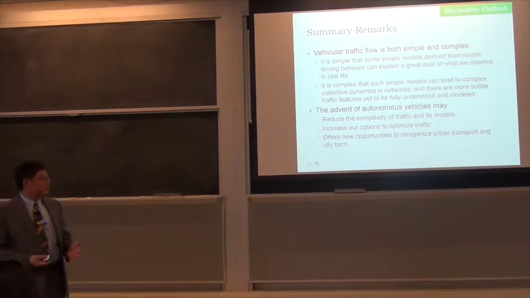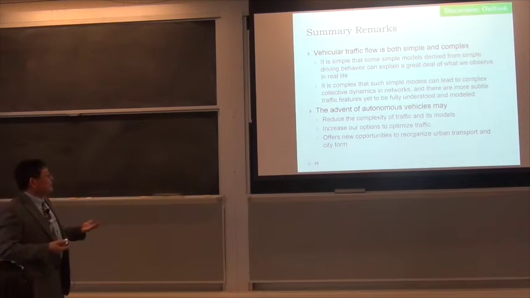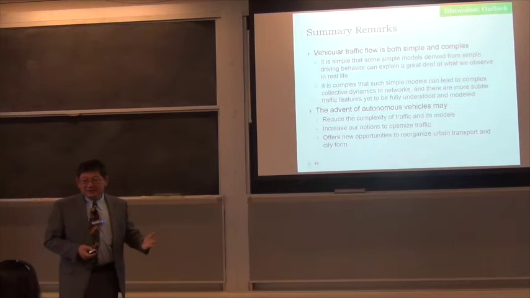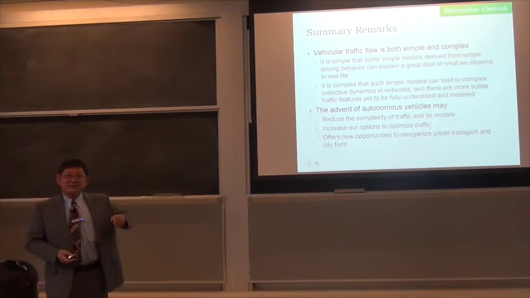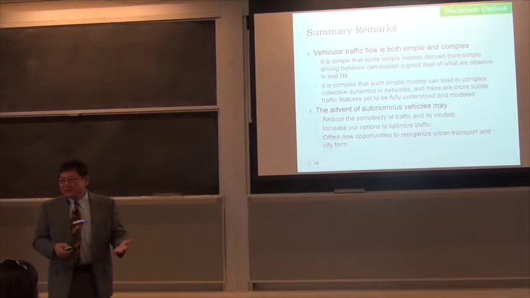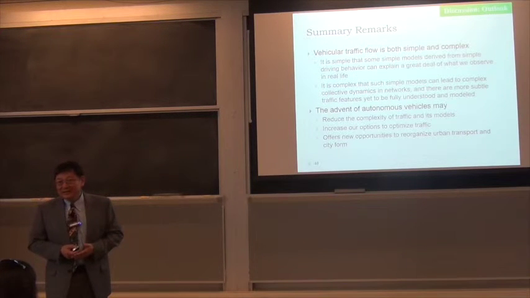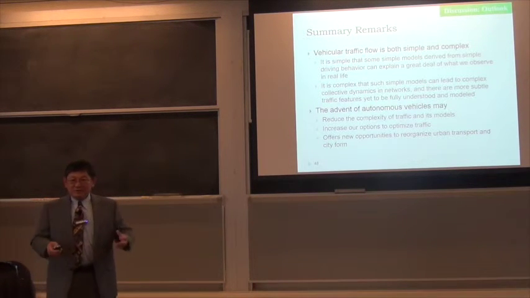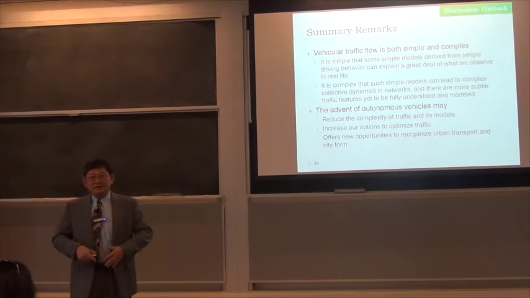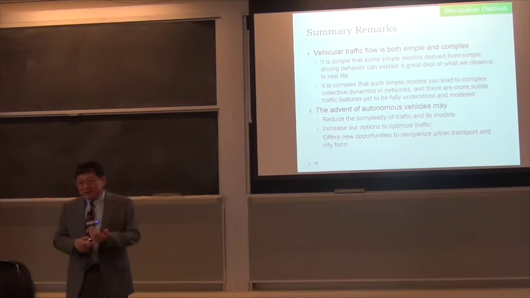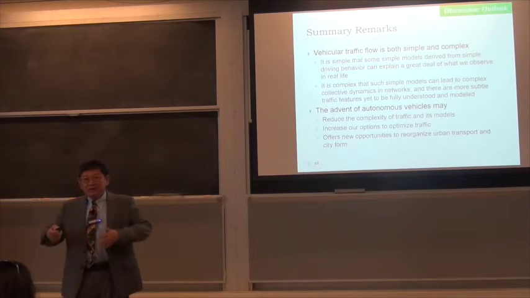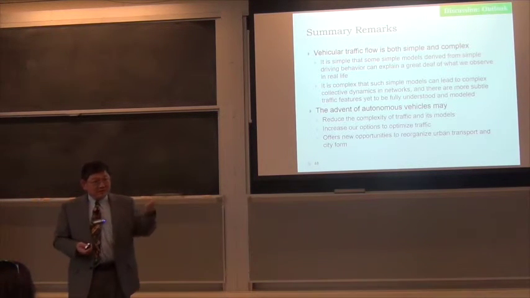So finally, in concluding, I think vehicular traffic, unlike some natural flow, is both simple and complex. It's simple in that from a very simple rule, we can derive a traffic model, and that can explain a lot of the phenomena that we observe every day. It's complex because from these simple interactions, very complex phenomena can come up, like gridlock and stop-and-go waves. So all these interactions produce a complex phenomenon once you put them together.